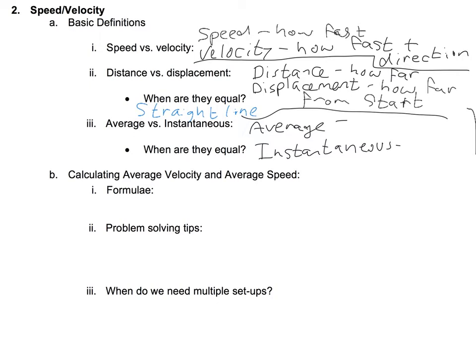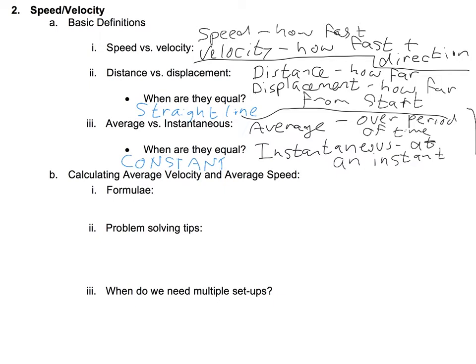Our last distinction we have to make is the difference between average, which is over a period of time, and instantaneous, which, as the name suggests, at an instant, at one particular moment in time. Okay? So that's the key difference, and we can talk about that for lots of different quantities, but these two quantities, average and instantaneous, will be equal when we have constant, in this case velocity, but in general just a constant value, whether it's velocity, force, acceleration, anything. If it's constant, average and instantaneous are the same.